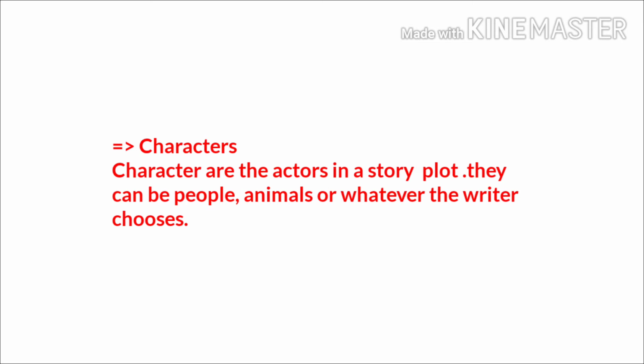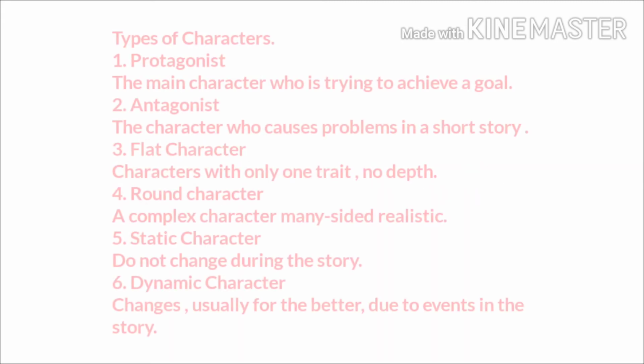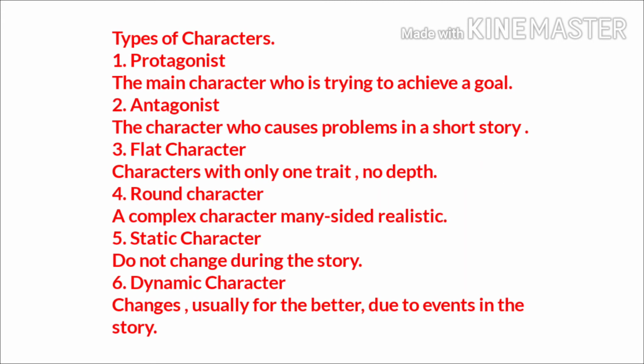Characters. Characters are the actors in a story plot. They can be people, they can be animals, or whatever the writer chooses. Now, we discuss the types of characters. Protagonist: the main character who is trying to achieve a goal. Antagonist: the character who causes problems in a short story.